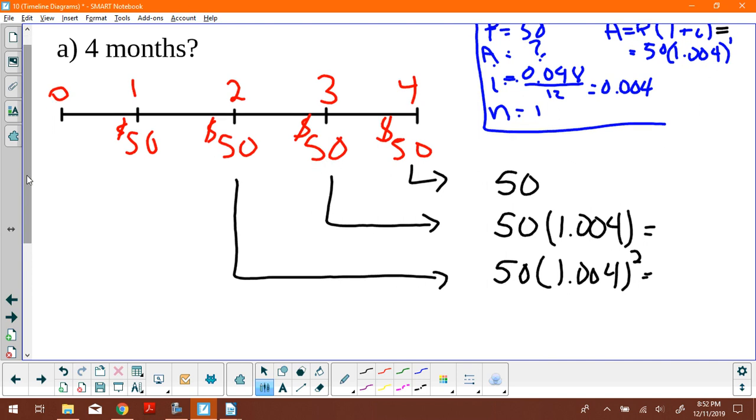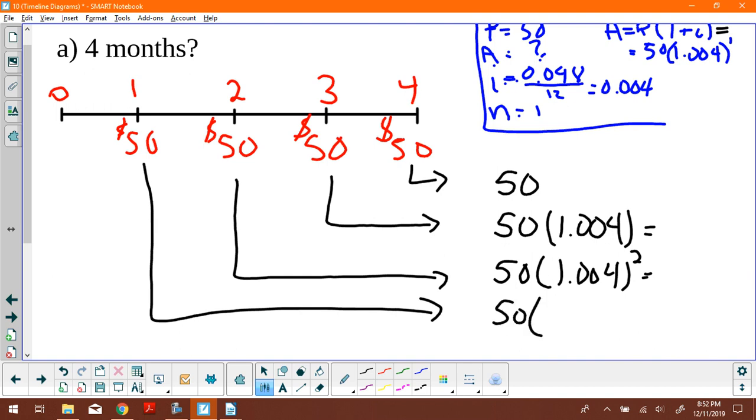For our last payment, it's been sitting in the bank for 3 months. So that's 50 times 1.004 to the power of 3. Now I just have to go through each one of those and figure out how much it's actually worth, and then go from there.